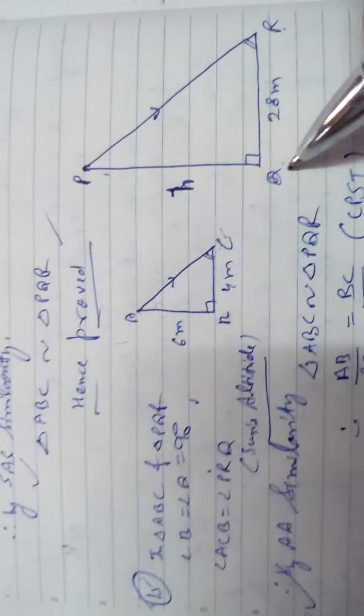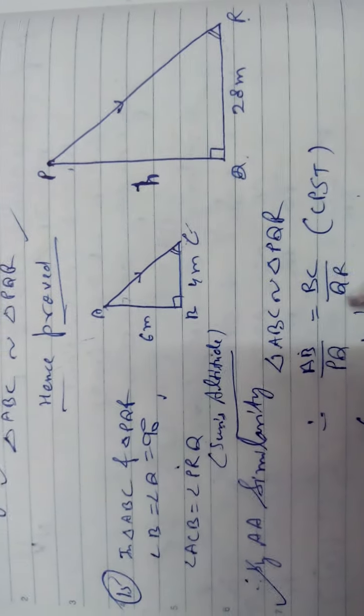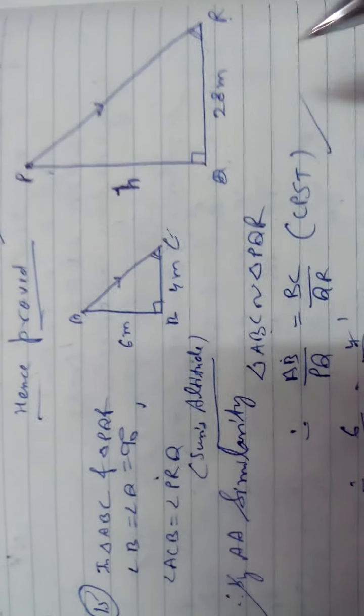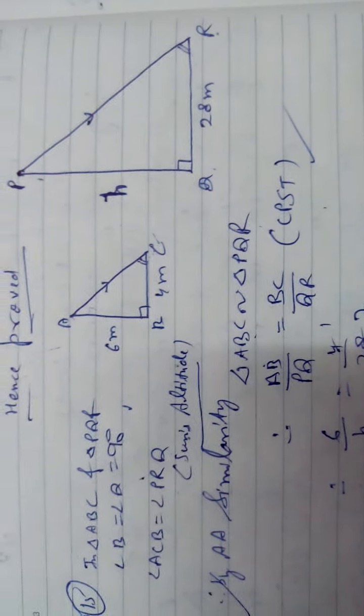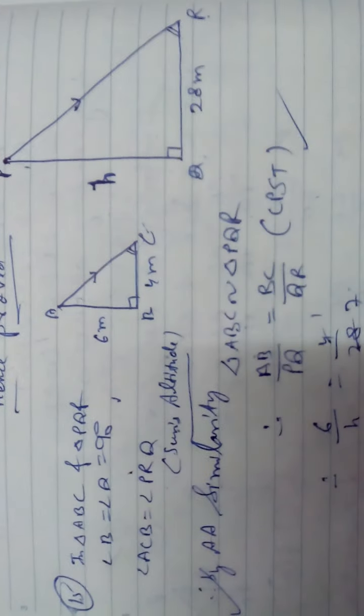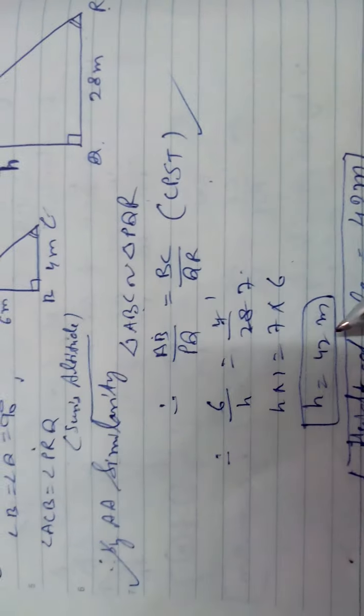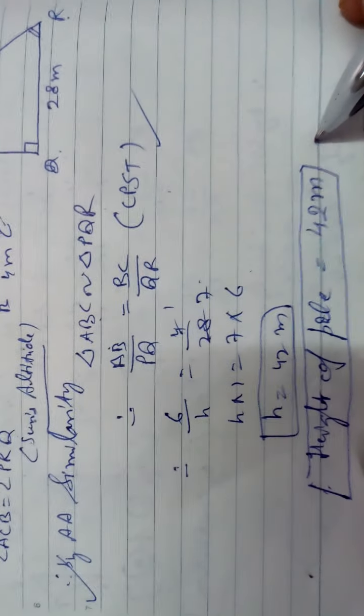So AB by PQ is equal to BC by QR by CPST. So 6 upon H is equal to 4 upon 28. So you are getting H equal to 42 meter. The height of the pole is equal to 42 meter. Now the last question of this exercise.